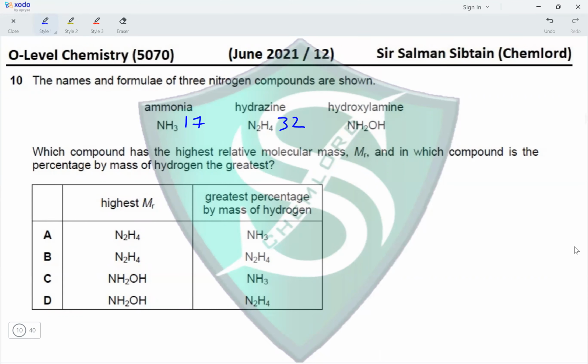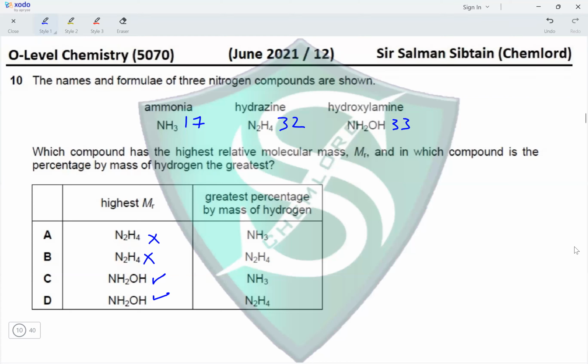And for hydroxylamine, the Mr would be nitrogen 14 plus 3 hydrogen 17 plus 1 oxygen 16. So 17 plus 16 is 33. So the highest Mr is that of hydroxylamine. So option C or D might be correct. A and B have been eliminated.